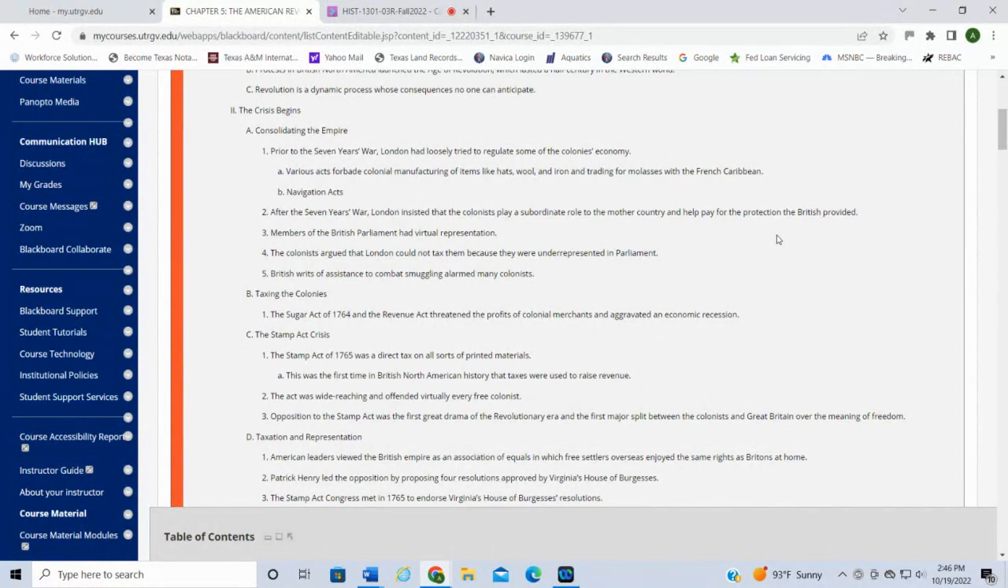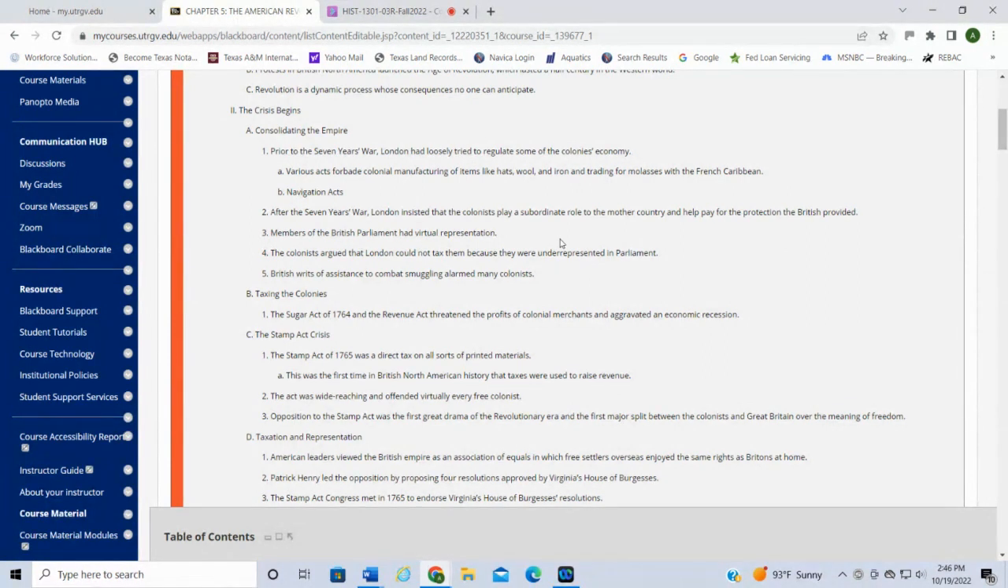Now, the problem, though, is that Parliament had a fundamental disagreement about how representation should work. Members of the British Parliament had virtual representation. This meant that not every section of the empire was represented in Parliament.